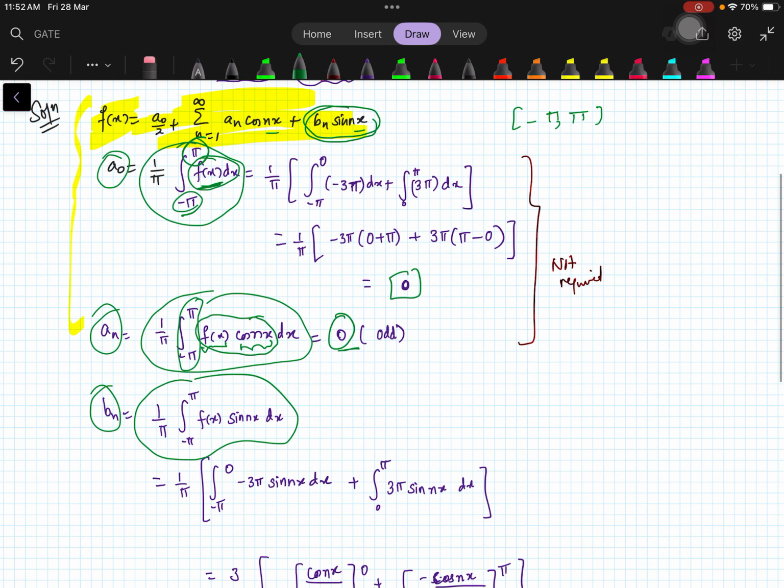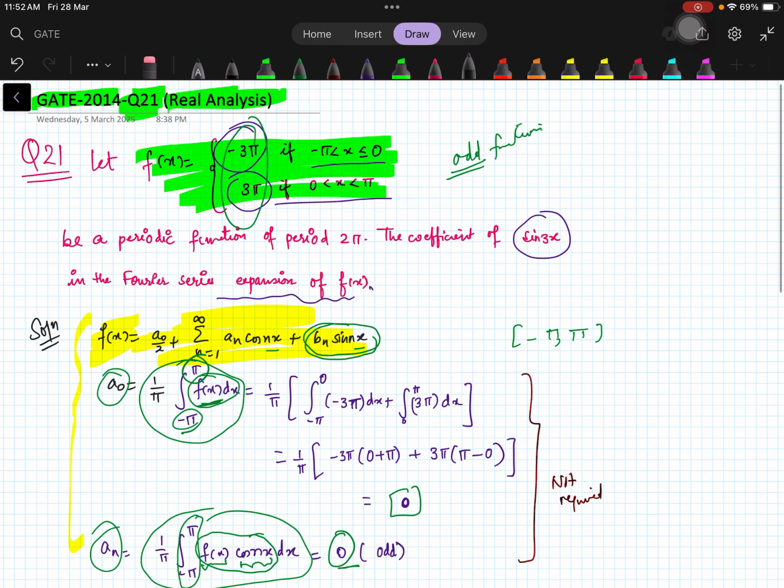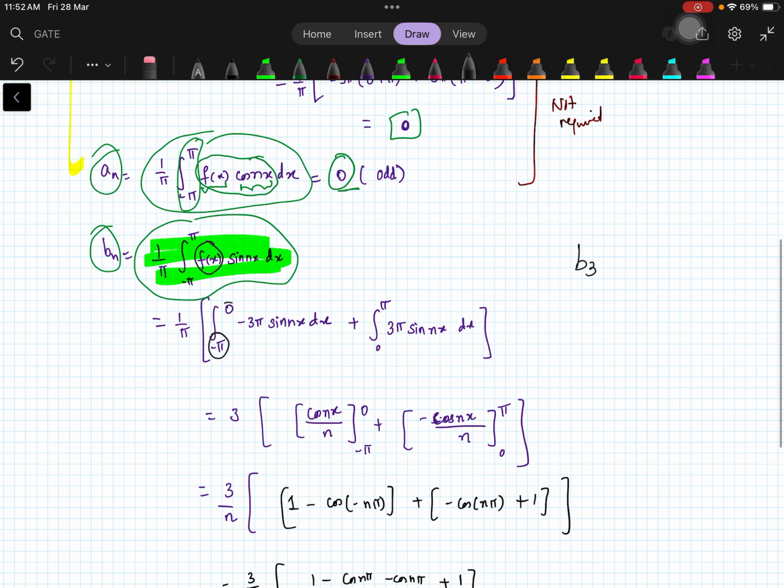Okay, so now we are just left with b n. Let us work on b n, and specifically we are interested in the sine 3x coefficient, so we are interested in b3, but let us calculate b n and then put n equal to 3, but it's your choice what you want to do. So it's simple what I did, because my f of x is having two values minus 3 pi and plus 3 pi, so I'll separate the interval of integration from minus pi to 0. Here the value of the function is minus 3 pi, and then 0 to pi the value of the function is 3 pi, and this sin nx stays as it is, and now we can integrate.